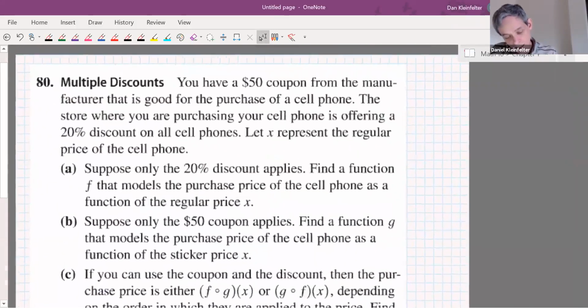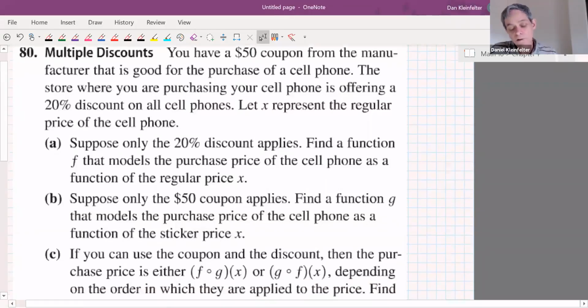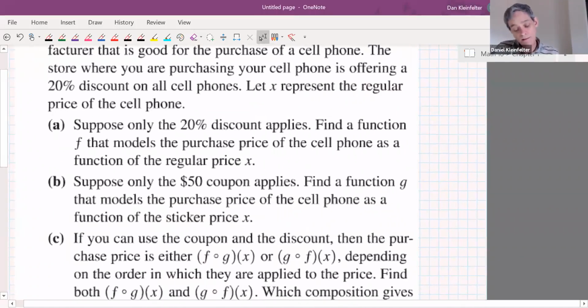So here it says, let's say that you have a $50 coupon from the manufacturer that is good for the purchase of a cell phone. The store where you're purchasing the phone is offering a 20% discount on all phones. Let x represent the regular price of the phone. Part A, suppose only the 20% discount applies. Find a function f that models the purchase price of the phone as a function of the regular price x. So we want the sale price as a function of the regular price if you get a 20% discount.